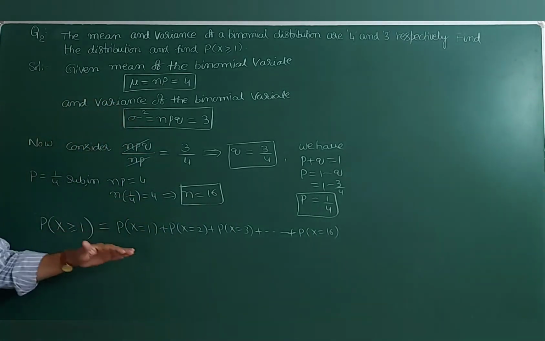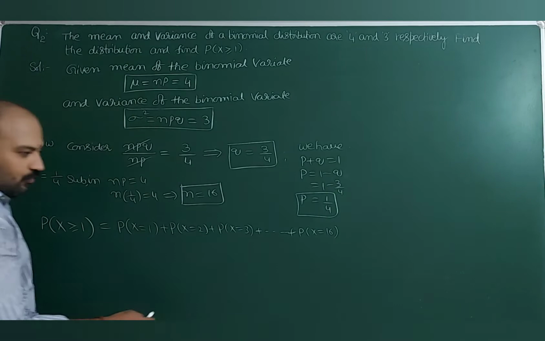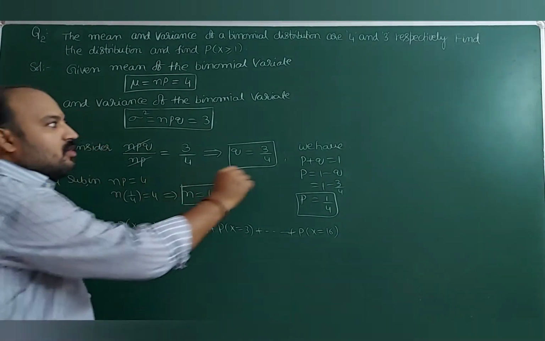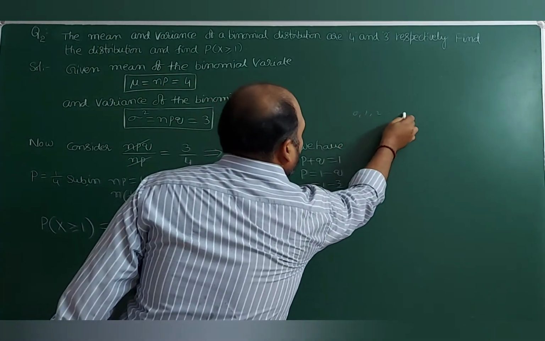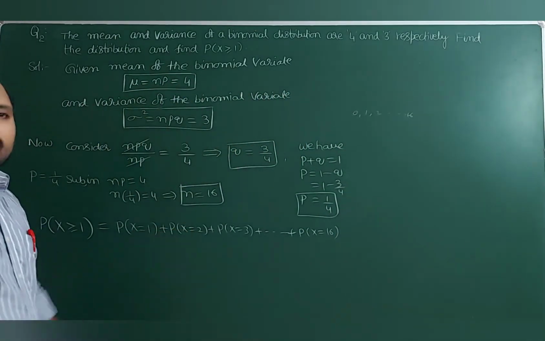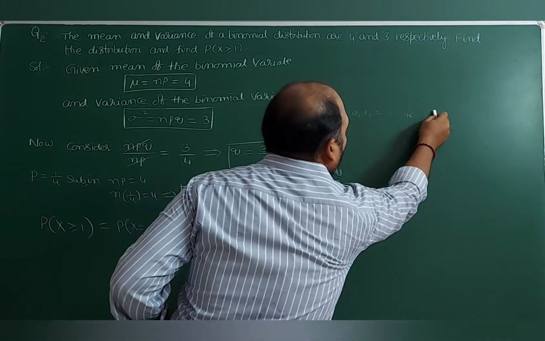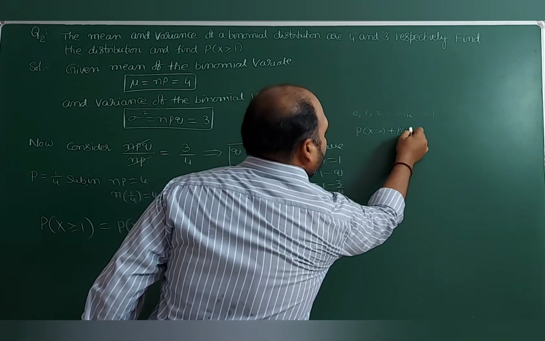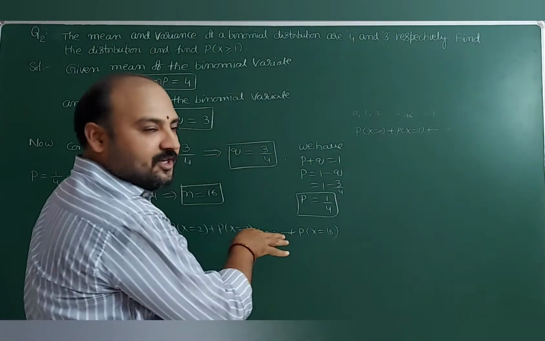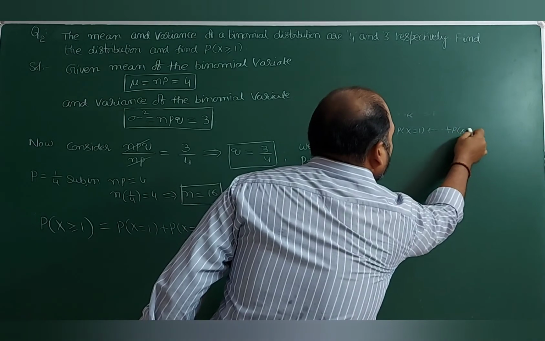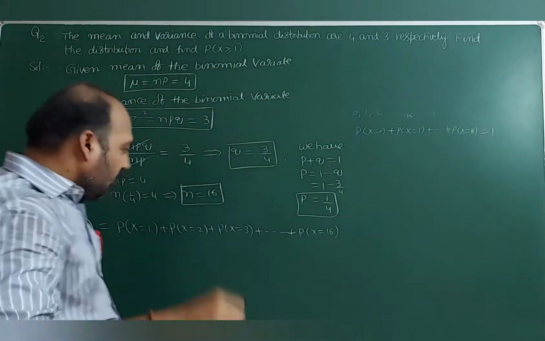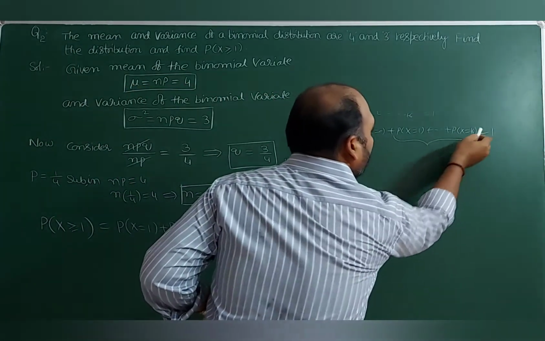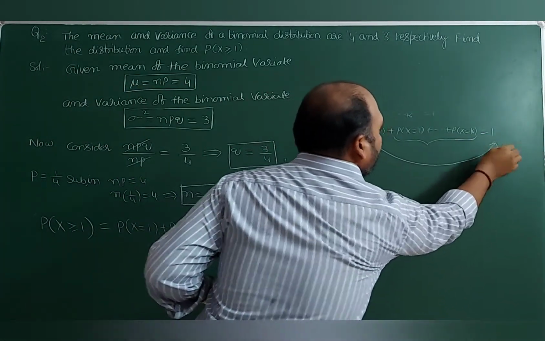If you calculate this way, from 1 to 16 it is difficult, no? So instead of doing this, the range of this binomial distribution is 0, 1, 2, 3 and so on, till 16. The sum of these probabilities is equal to 1 only, no? So that means P(X=0) plus P(X=1) plus and so on, roughly I am writing, plus P(X=16) is equal to 1. But we want P(X=1) plus P(X=2) and so on. From here we want. To get this result, P(X=0), we can take this side.